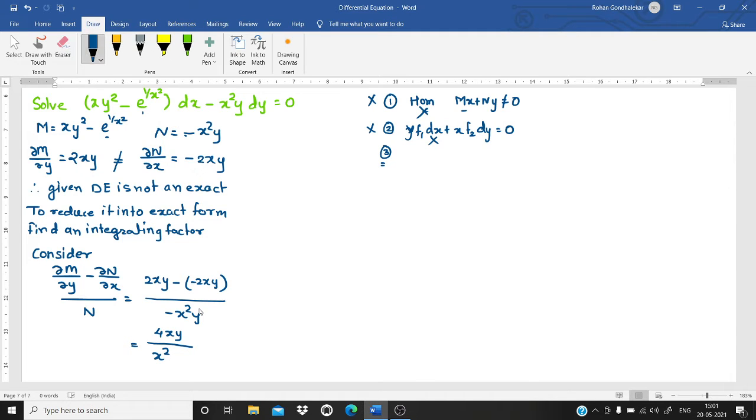Minus x square. Okay. 4xy upon x square into y. So the x and one x from the denominator get cancelled, and what do we get? The y also gets cancelled. We get 4 upon x.